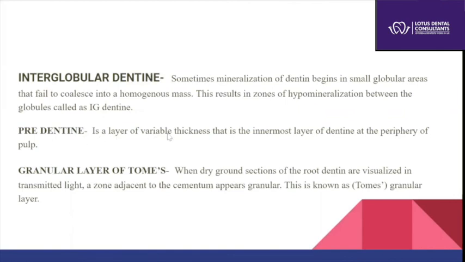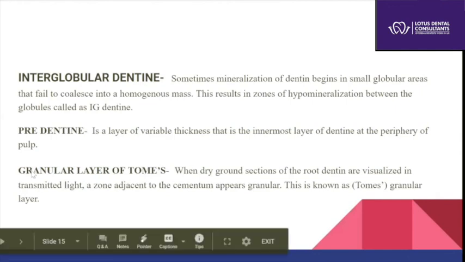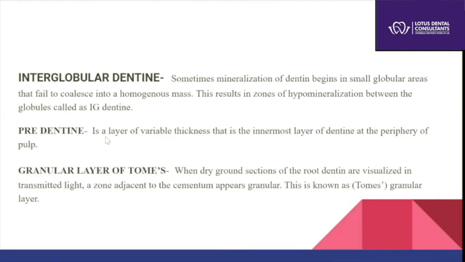Predentine is the layer of variable thickness that is the innermost layer of dentine at the periphery of the pulp, that is circumpulpal only. It's called predentine as well. Okay, circumpulpal dentine is also called predentine. Yes, so it's also part of the primary dentine. Yes, circumpulpal dentine is part of primary dentine.